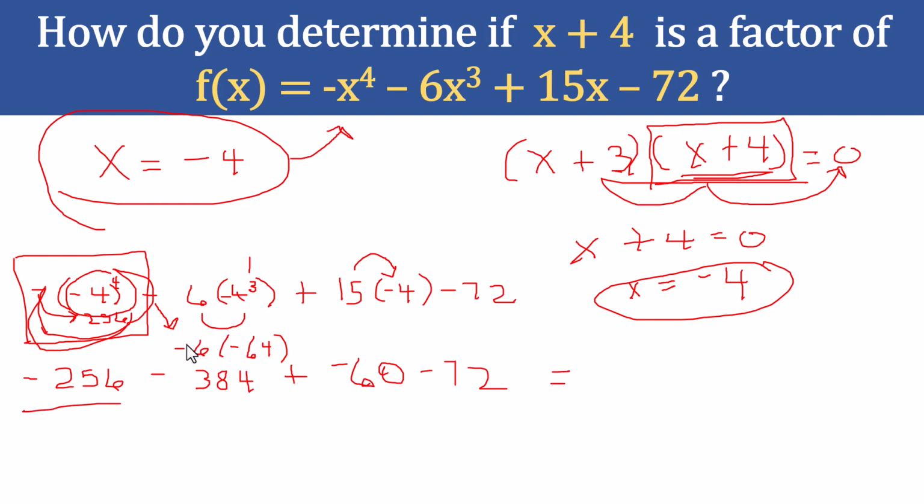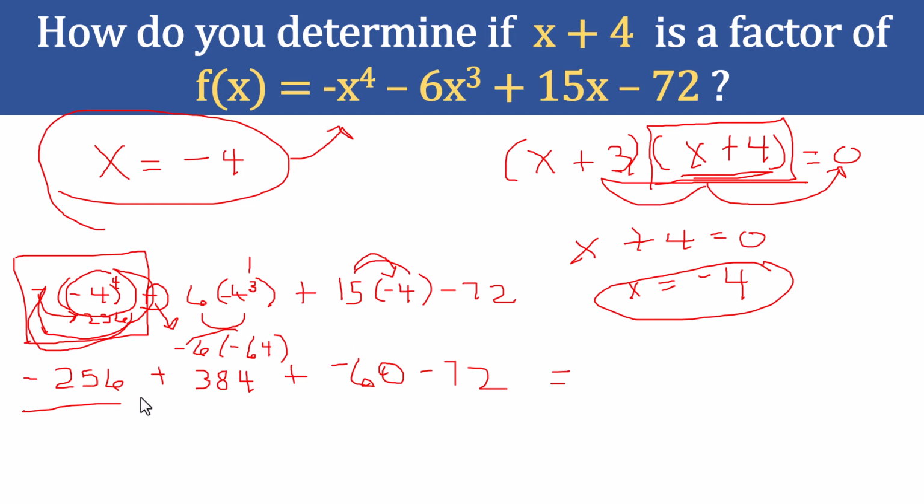And then we have a negative times negative 4 cubed. This is where I made the mistake. This is going to be positive. So those signs are tricky. I don't write real neatly with my mouse, but here we go. Negative 6 times negative 64 is a positive 384. And then 15 times negative 4 is negative 60. And then negative 72 was already given.